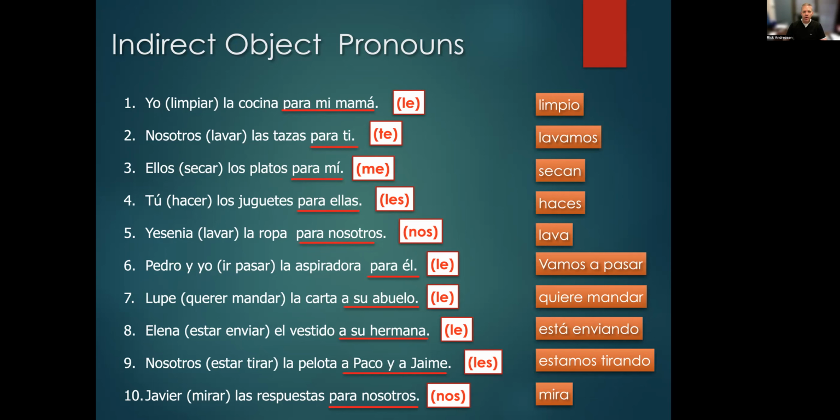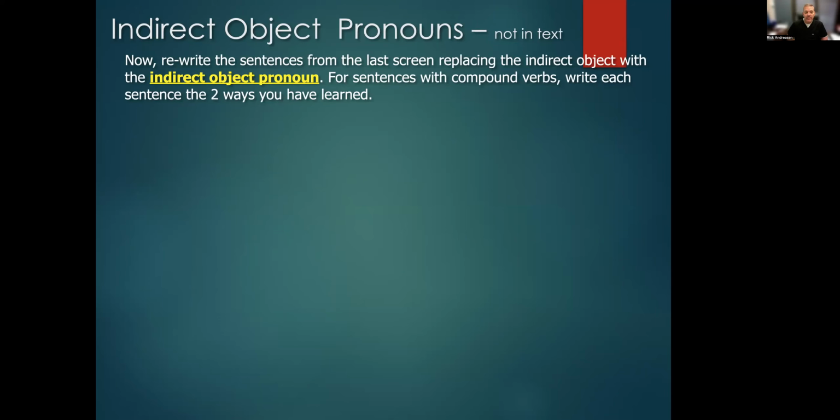and noting where it goes. Okay, so now you're going to put everything together. You're going to take those sentences, remove the actual indirect object, and replace it with a pronoun. For the sentences that have 2 verbs, 2 options, you're going to place it both ways. Some of those, 4 of those, I think will have 2 sentences. But go ahead and pause here and now rewrite those sentences replacing the indirect object with the indirect object pronoun.